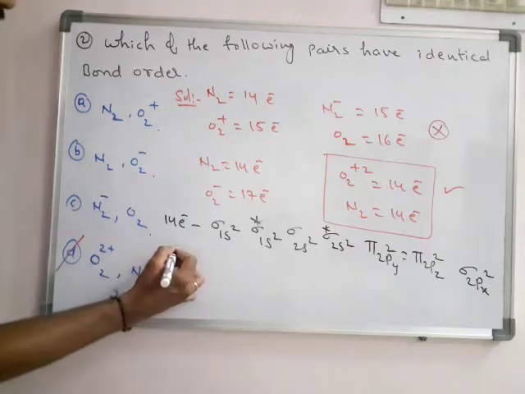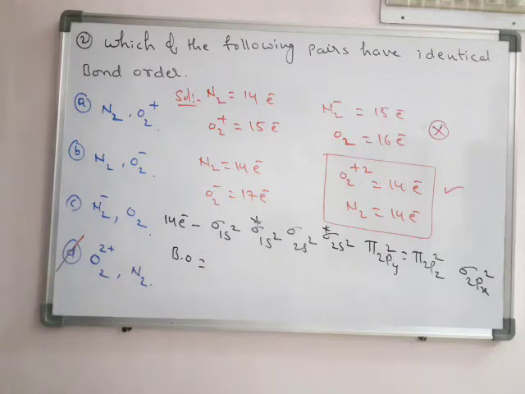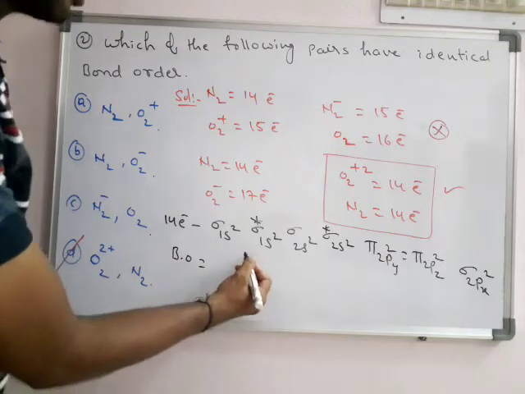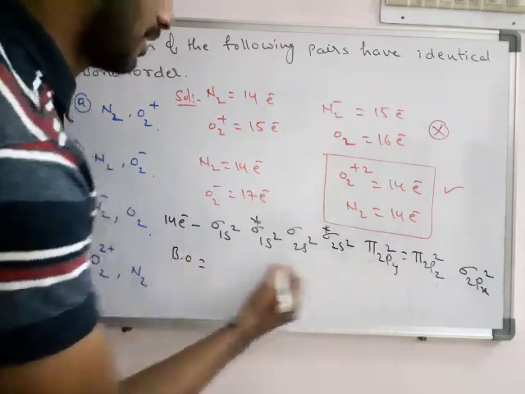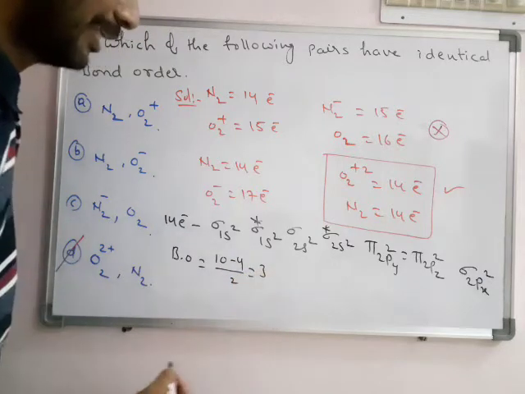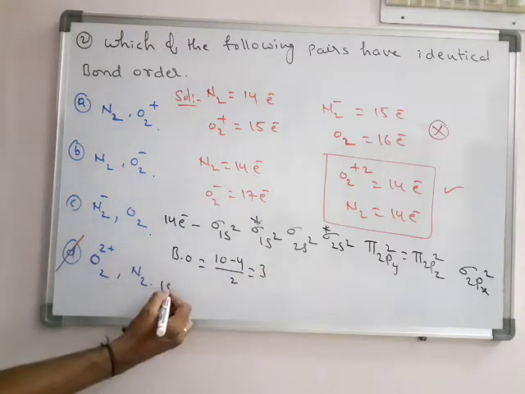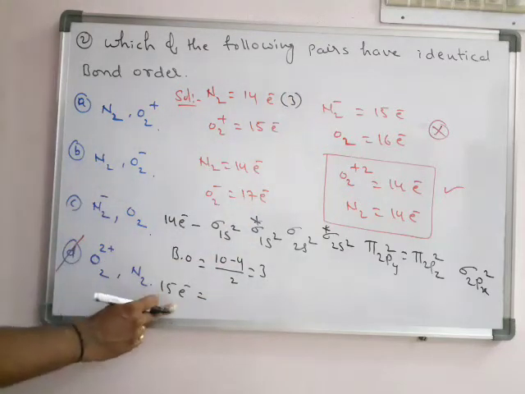So what is the bond order? Bonding electrons, I think already we will get bond order 3. Already we know that in the N2 molecule 3 bonds are present. So bond order 3. Then what about 15 electrons? 15 electrons means the configuration is somewhat different at this position.